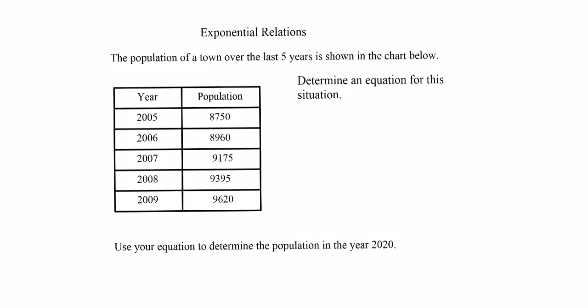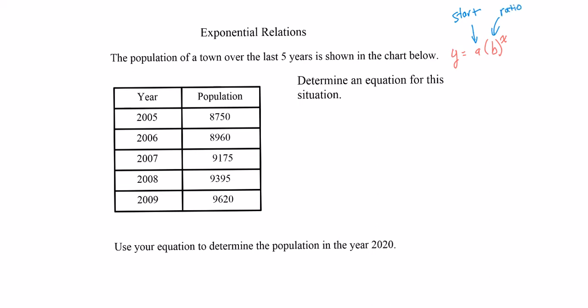So you've been studying exponential relations. Some of the things that we've learned so far is that all of your relations are going to look something like this. Y is equal to A times B to the x, where A is the starting value and B is the ratio.